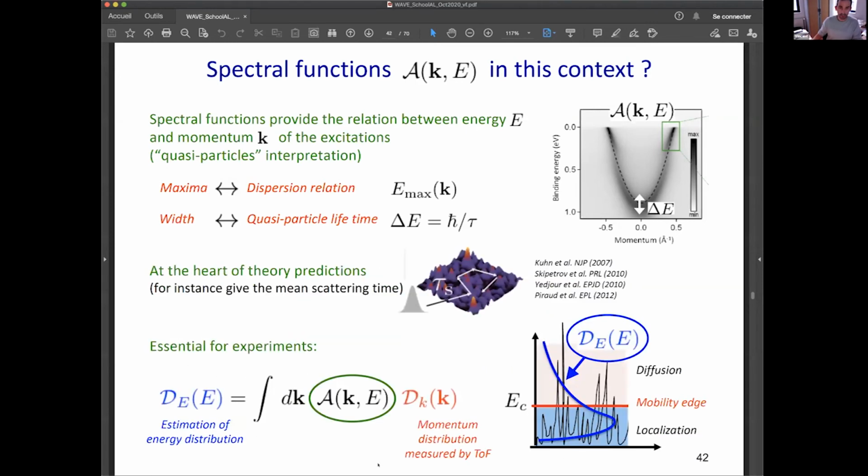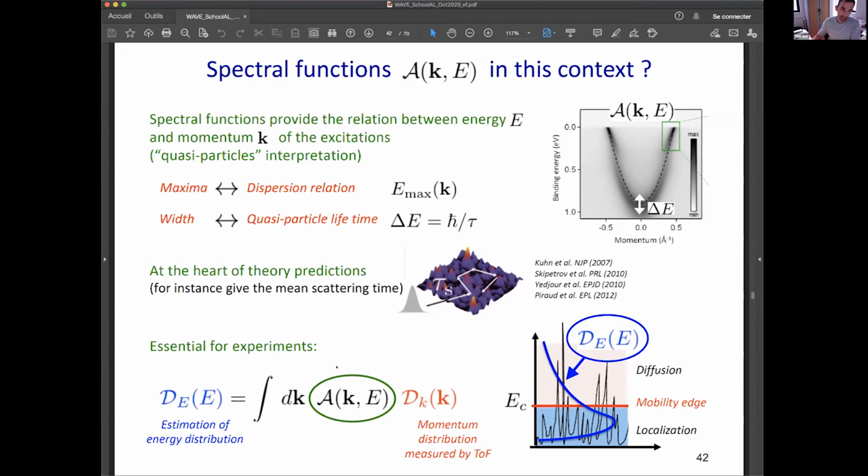So let me come back to our problem. As I said, this spectral function will help us to measure the energy distribution. In fact, it's quite easy to realize, since this is the function that relates the momentum distribution to the energy, for a specific momentum distribution. So what we can do in experiment, we can measure the momentum distribution. I've shown you that we can do that by the time of flight experiment.